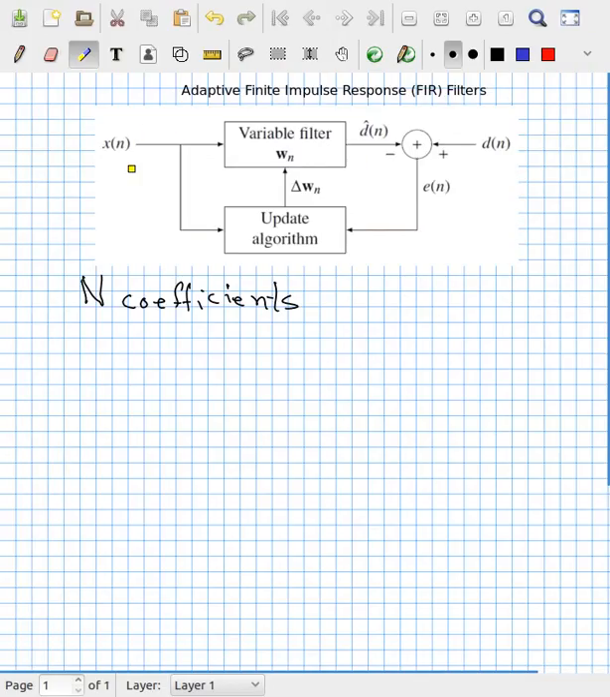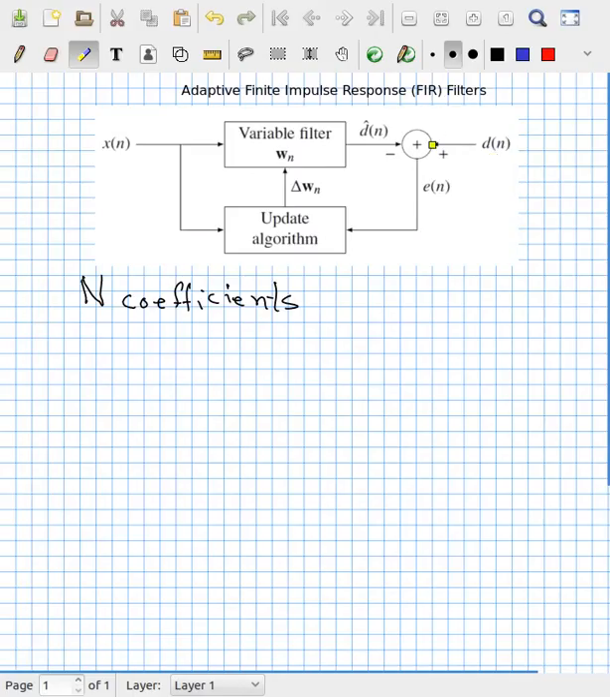You take the input signal x of n right here, and you convolve it with the impulse response, which consists of W of n times the impulse functions. It's a finite impulse response filter, so you convolve discretely x of n with W of n to get the output here, d hat of n.